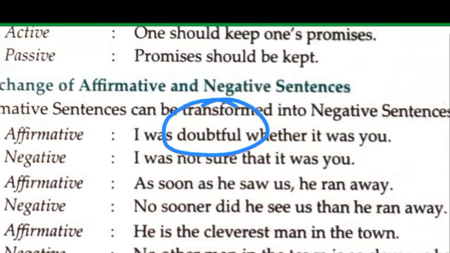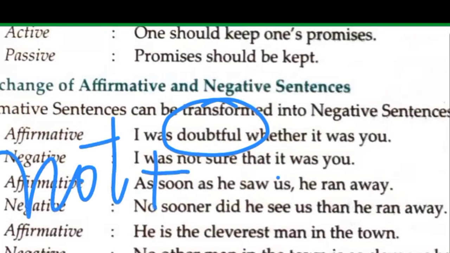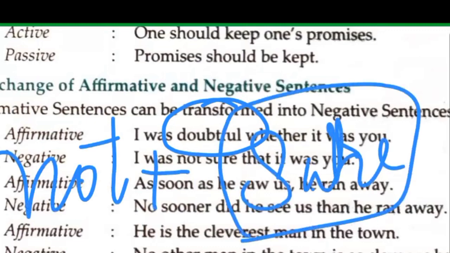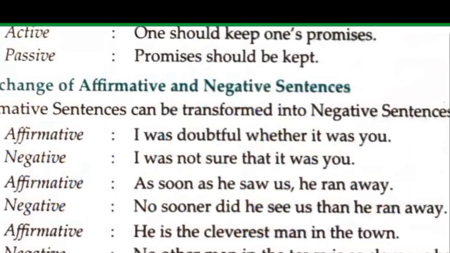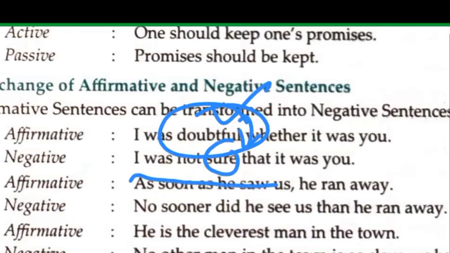But I said that the answer has to have the negative sentence, then the negative word, not, plus the opposite of the adjective. If an adjective is given in the sentence in the affirmative case, then definitely it will have not plus the opposite of the adjective. Here the adjective is doubtful and doubtful's opposite is sure. So that is why: I was not sure.